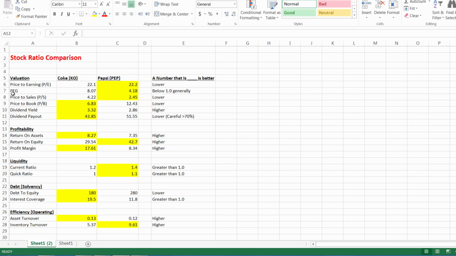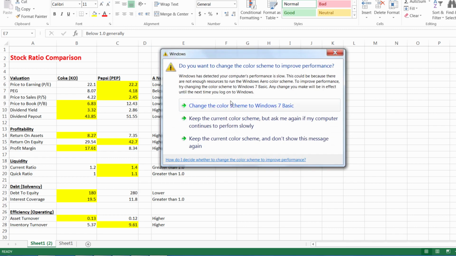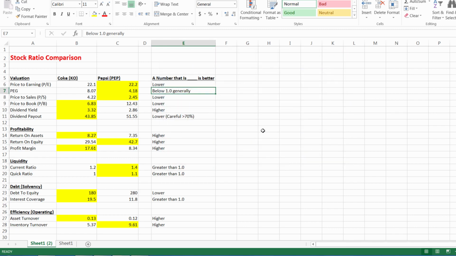If you look at, let's say, this PEG ratio here, 8.07, 4.18, we would like something below 1.0, which generally is better in a PEG ratio. Particularly if you're a value investor looking for those contrarian stocks, those stocks that are on sale, you might look at these and say, well, their price relative to their future earnings growth, which is what a PEG ratio is looking at, as we learned, you're not seeing something that's really undervalued here.